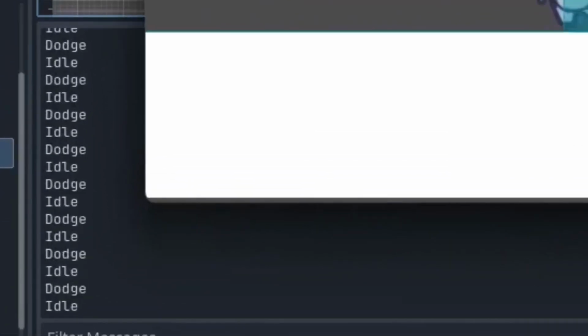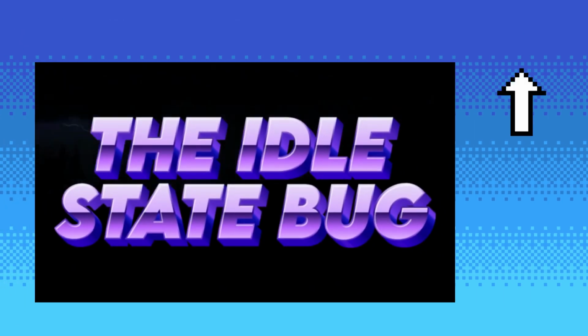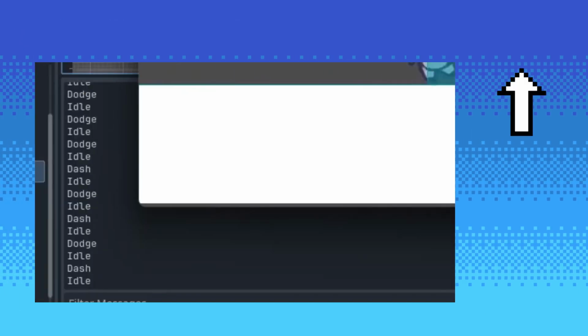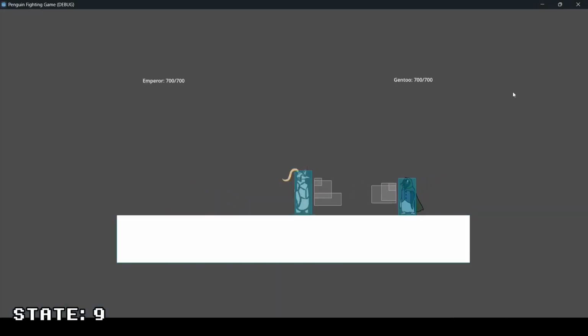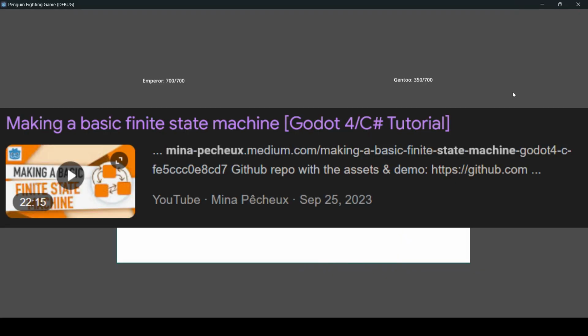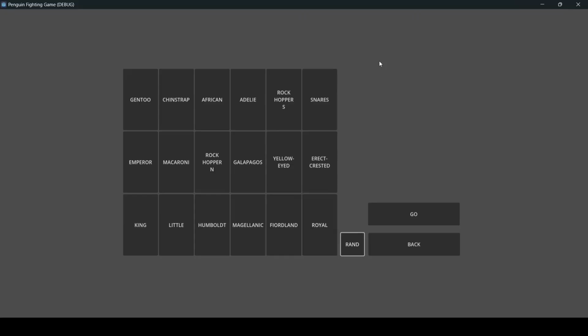I briefly went over the basics in that video, but today I'll talk about the issue in more detail. The bug began as I was setting up the fighters' state machines. I'm going to briefly explain how state machines work, but I learned how to use them through this great video by Mina Pecheux. So if you want a more in-depth tutorial, there's a link to that in the description.